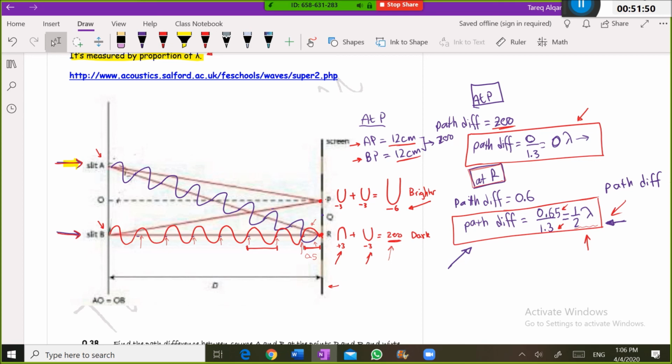Okay, guys? Any question about that? This is the effect of the path difference.